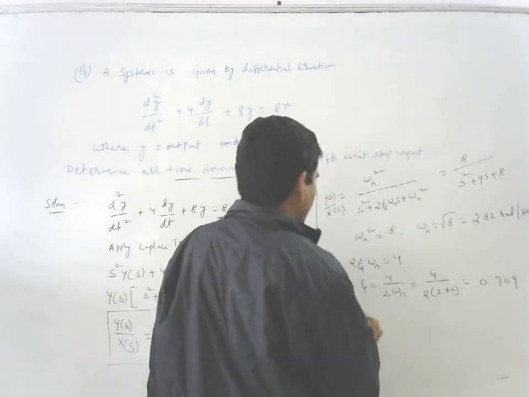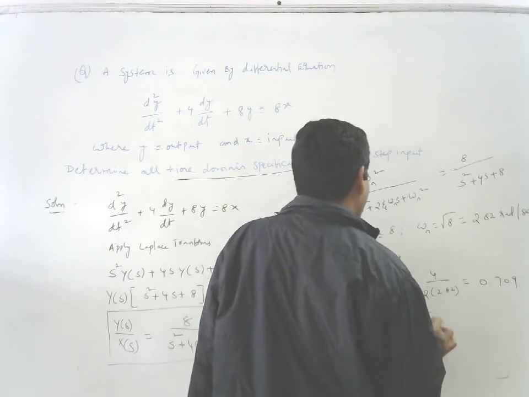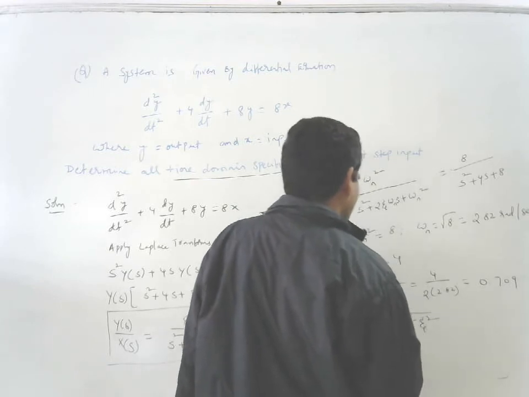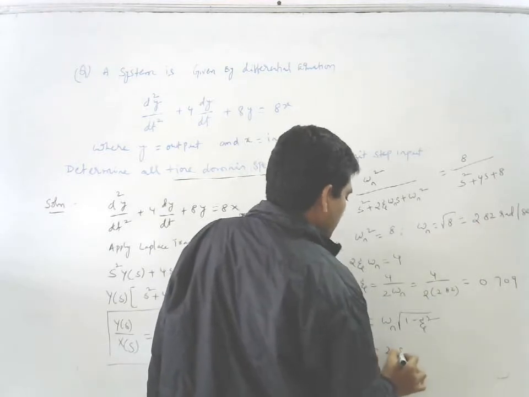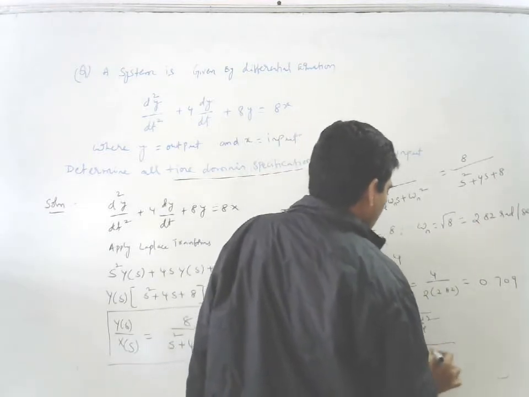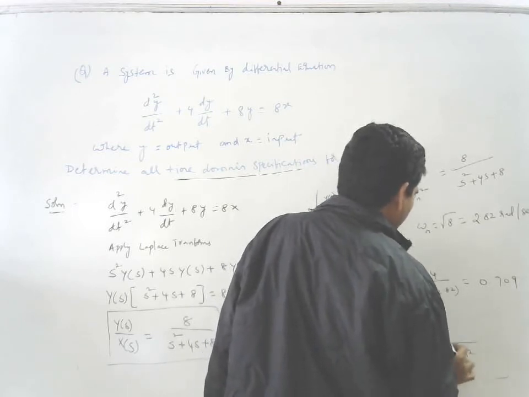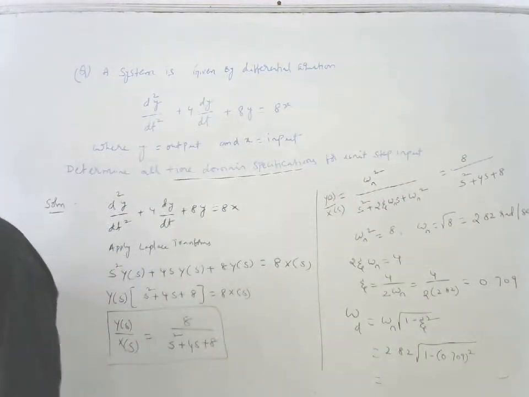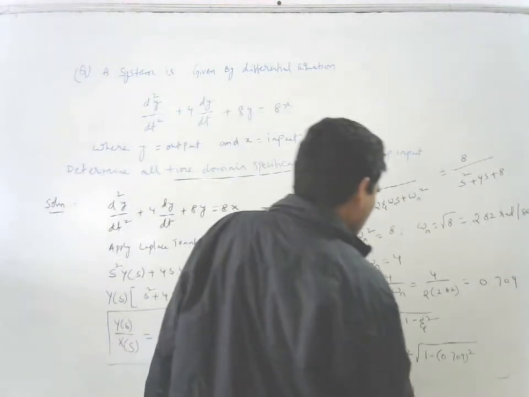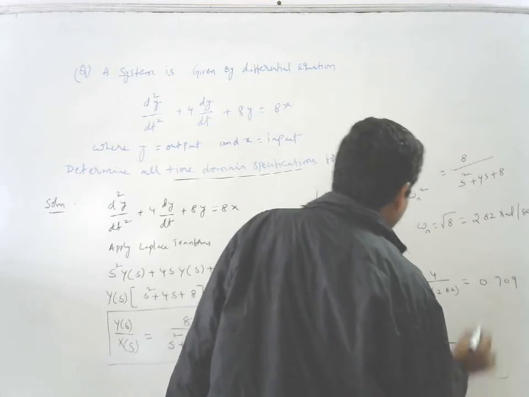Similarly, we can calculate omega d value. Omega d equal to omega n into square root of 1 minus zeta square. Omega n value how much? 2.82. So, 2.82 into square root of 1 minus 0.709 whole square. Now finally, what is the omega d value? If I simplify, we are going to get 1.98 radians per second.